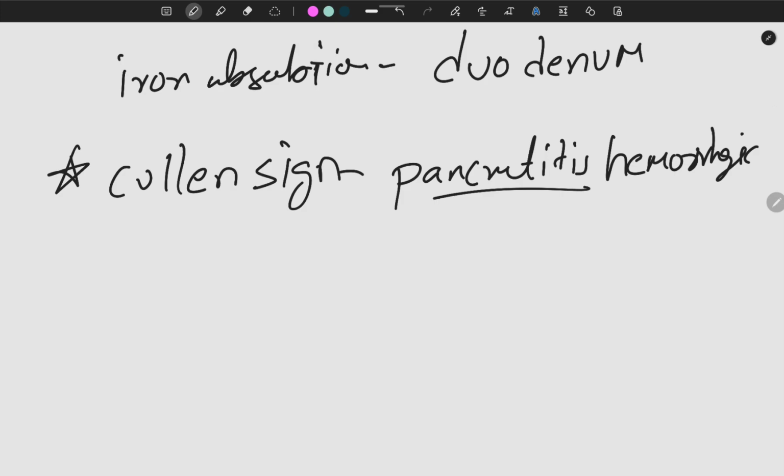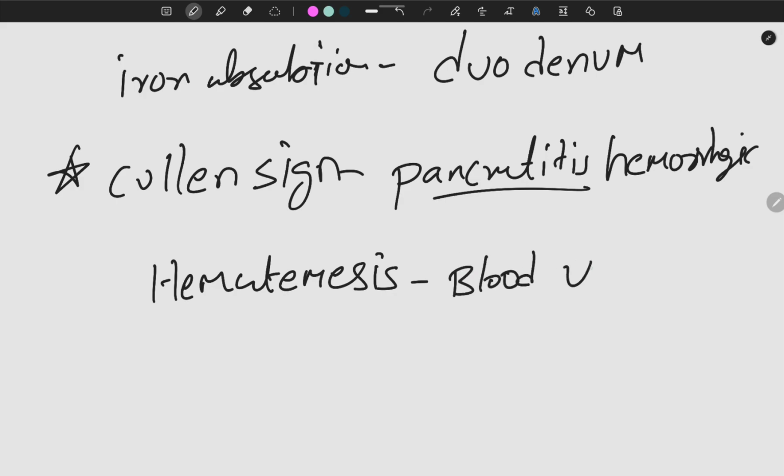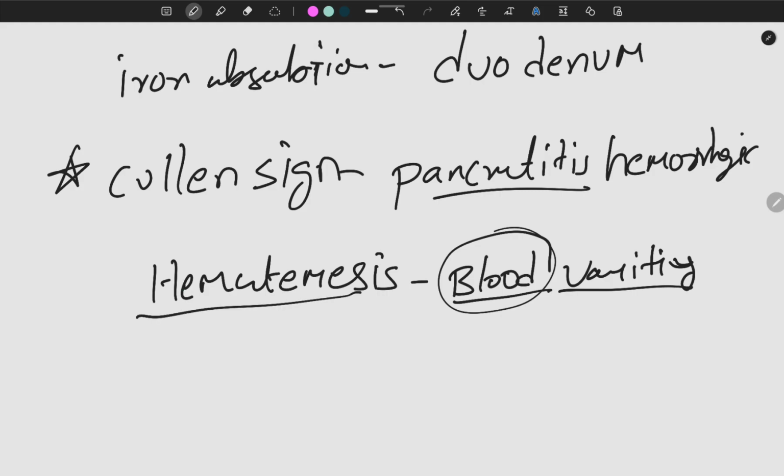So the next one is hematemesis. Hematemesis is nothing but blood vomiting. Okay, when the person has vomiting, and in the vomit we observe blood, it is known as hematemesis.